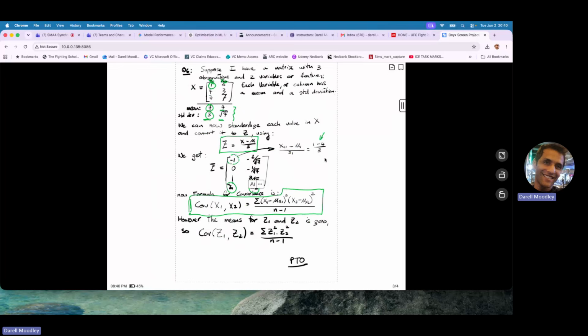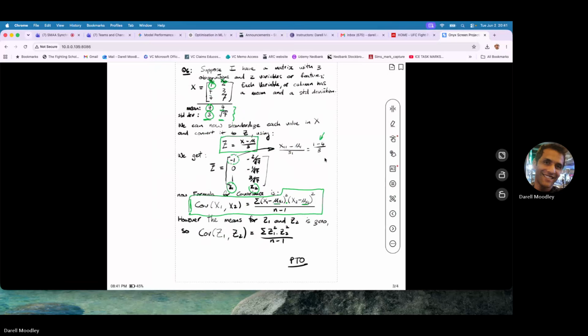So for all 3 rows, you take each value in your x1 column and subtract its average, and then you square the result. Then you multiply it by each x2 value, subtracting its mean and squaring it. And then you divide by the number of observations, which is 3 minus 1. Your n is the number of rows that you have. So you're going to use this formula to actually get the covariance.